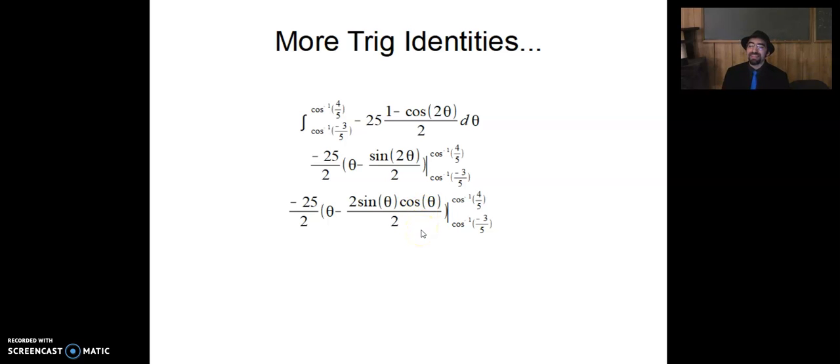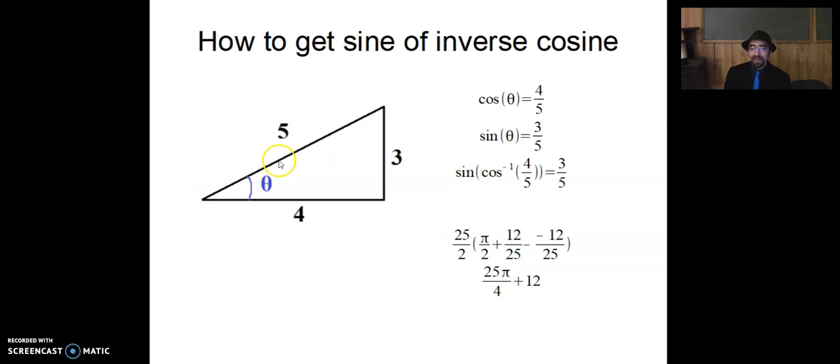What about sine of an inverse cosine? For that, it helps to draw a little triangle. Suppose theta equals inverse cosine of 4/5, so cosine theta equals 4/5. This triangle illustrates that. Clearly, by looking at the triangle, sine of theta is 3/5, opposite divided by hypotenuse. So I can say that sine of inverse cosine of 4/5 is 3/5.